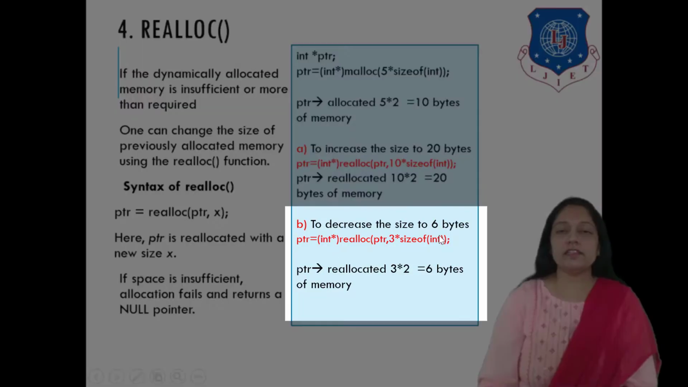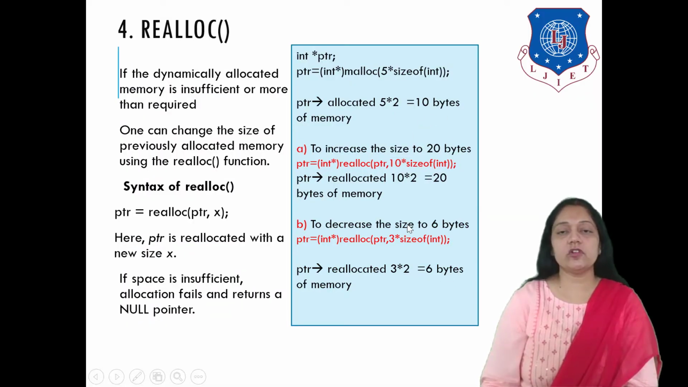But if you want to decrease the size of this particular memory from 10 bytes to 6 bytes, then we'll use realloc with the pointer. Either you can write 6, or you can write 3 multiplied by sizeof(int), that is 3 into 2, which will be 6 bytes of memory. So you can use realloc to increase or decrease the size of the previously allocated memory.